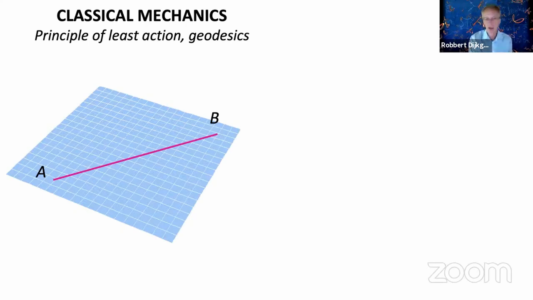In a curved geometry, it would be a geodesic. And in a more abstract sense, it would be the absolute, or one of the minima of the action. So there's a variational problem that actually gives this specific solution.